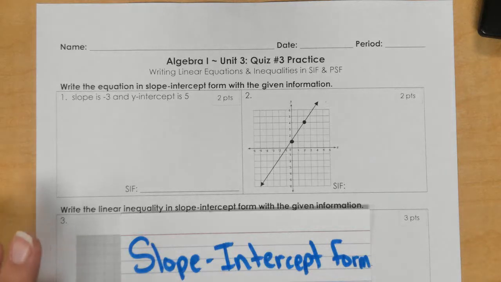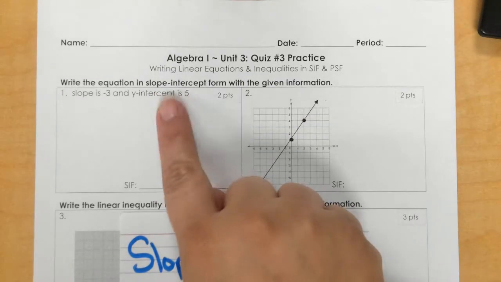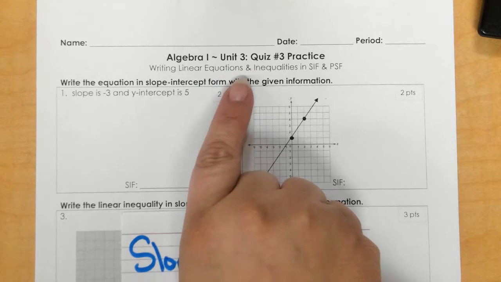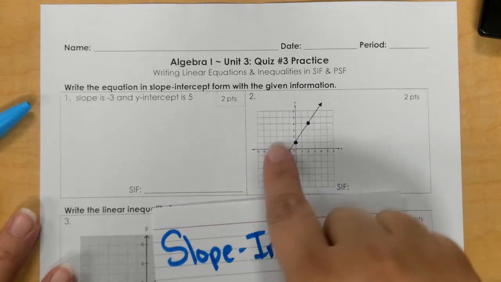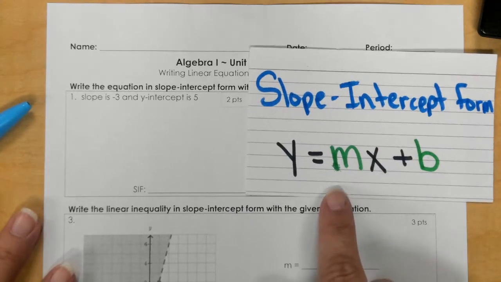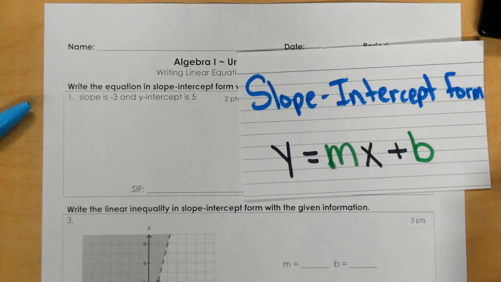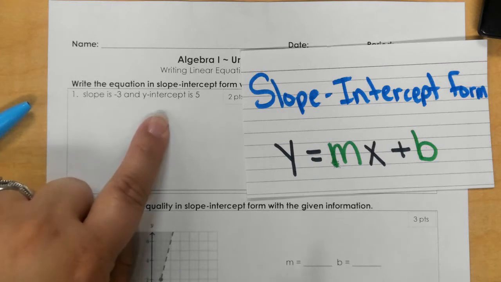For quiz 3 practice, we're talking about writing equations and inequalities in point-slope form and slope-intercept form. So let's first start with the slope-intercept form here. We have this equation, y equals mx plus b. We have to write this one in slope-intercept form.